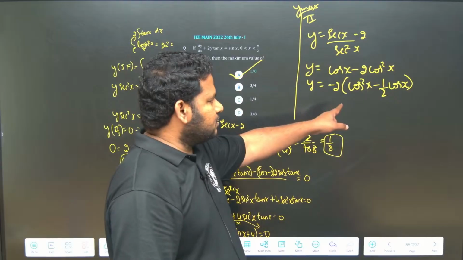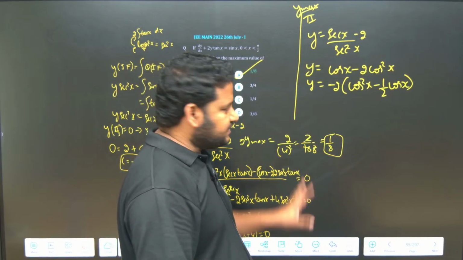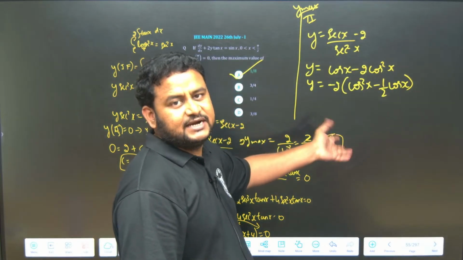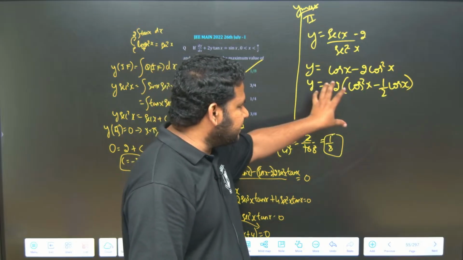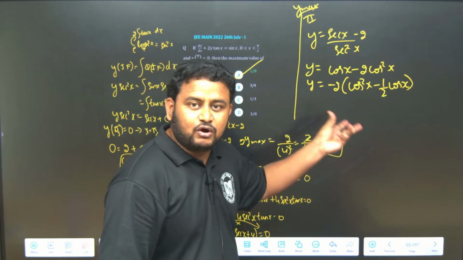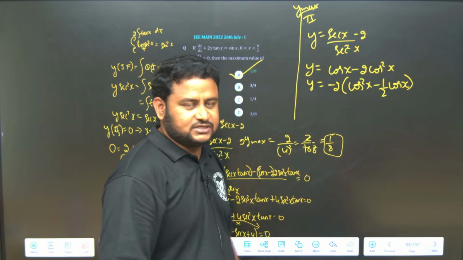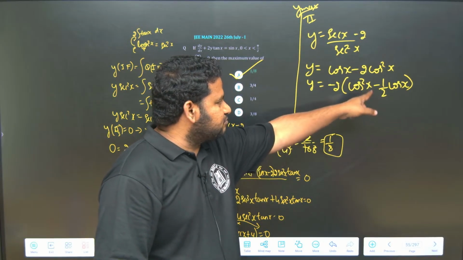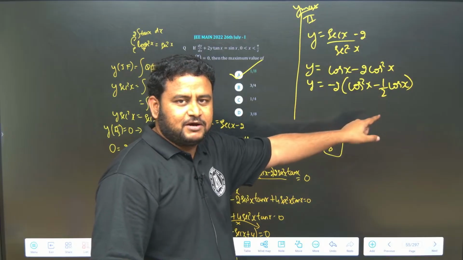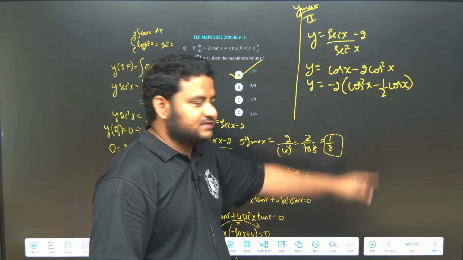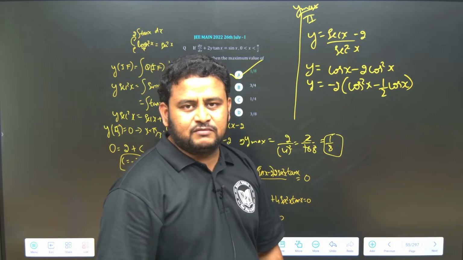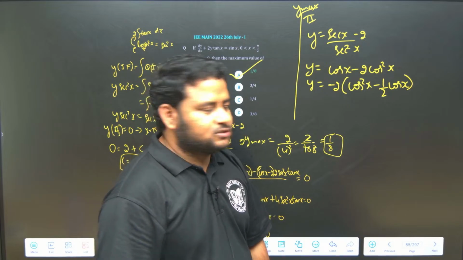Now if I take cos x is equal to t, I am using the completing the square method in terms of cos x. This is a quadratic equation in cos x, not in x or t. So the coefficient of cos x is 1 by 2, so I should add and subtract 1 by 4 whole square, that is nothing but 1 by 16.